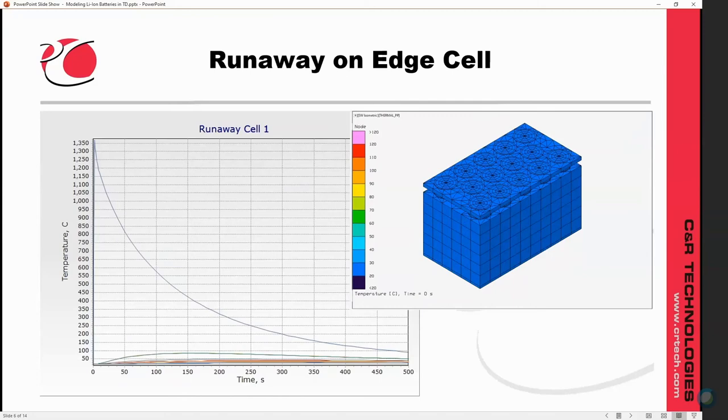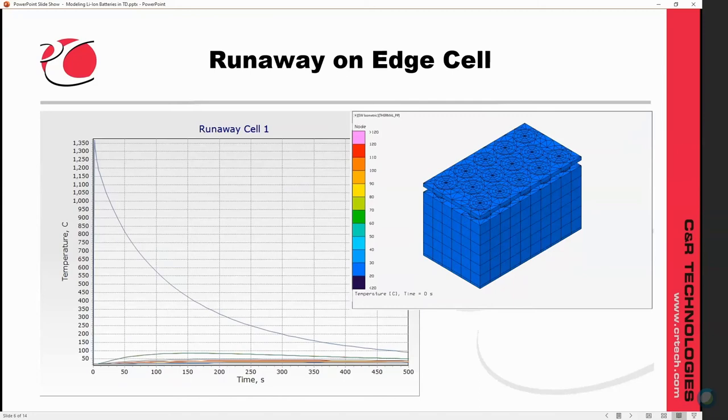Now, for runaway, you'll notice, and I've noticed, that my temperatures are a little bit higher than some of the other presentations, and that's simply going to be the difference in geometries. I think I saw one person had maybe 1.5 millimeters between cells in the foam. I've got 3 millimeters. So you're going to see more isolation of a cell.